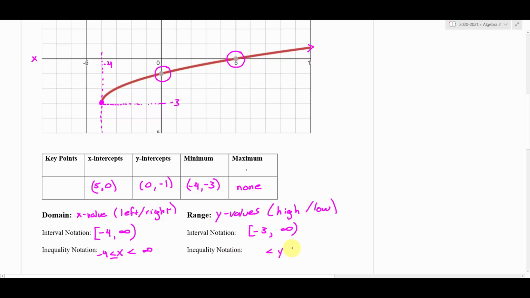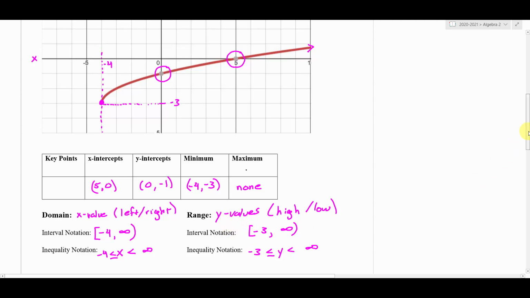I'm going to put my inequality symbols there. I'm going to put my lower bound on the left and my upper bound on the right. And I'm going to make sure I put an equal to bar under this one because we can get to the negative 3. Okay? So that's how we determine domain and range.